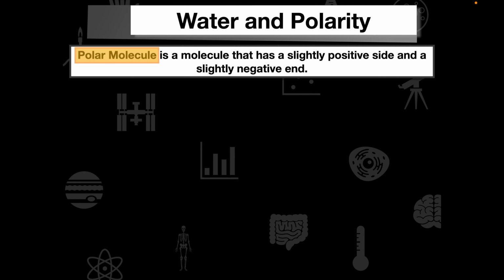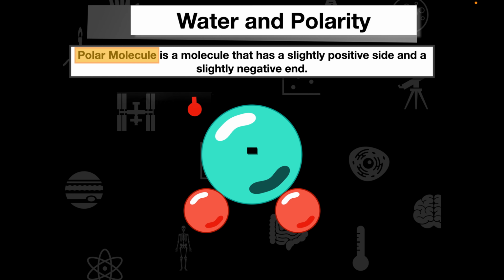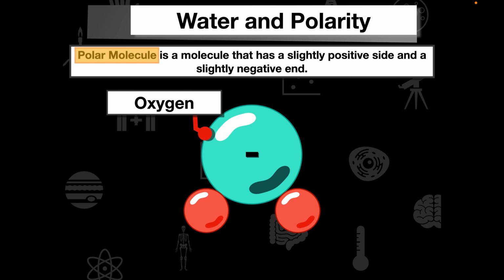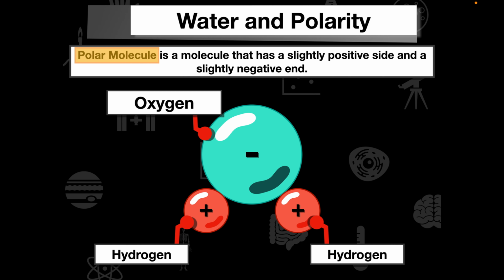Now that we understand what a molecule is and we understand the components of water, we need to understand what a polar molecule is. Let's go through and read this definition carefully. A polar molecule is a molecule that has a slightly positive and slightly negative end. Now, if we look at this water molecule here, we can see that the oxygen is going to have an overall negative charge, whereas the hydrogens are going to have an overall positive charge. Question is, why is that? Why do we see this overall charge and this difference in positivity and negativity amongst the molecule?